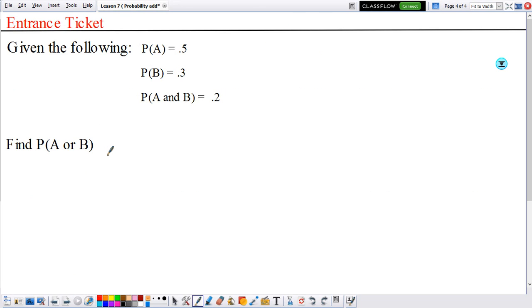So here's your entrance ticket. Given the following, find the probability of A or B.